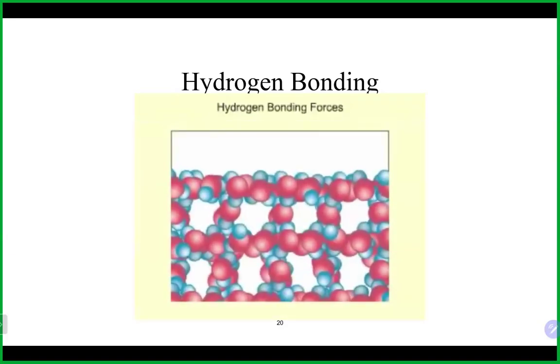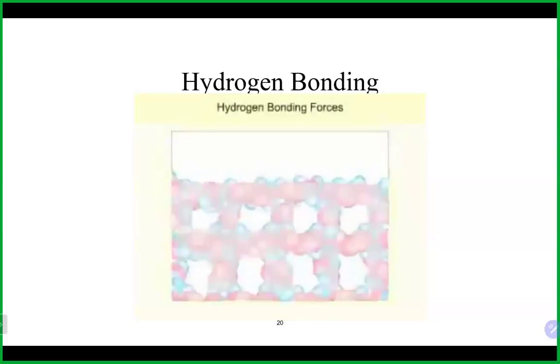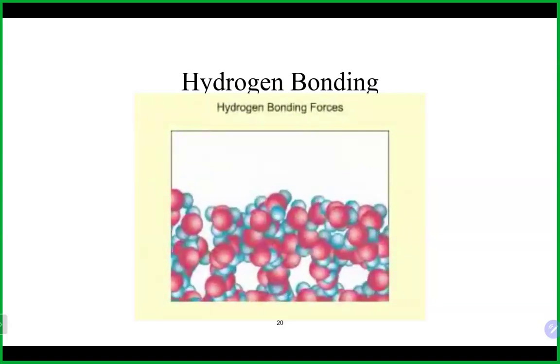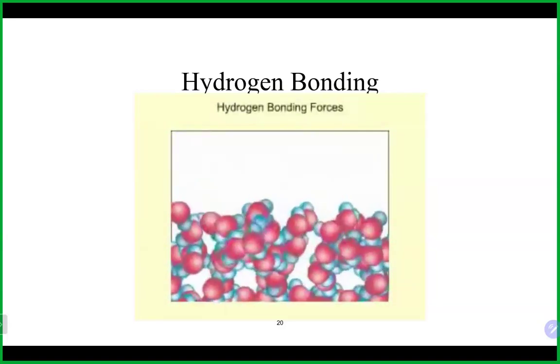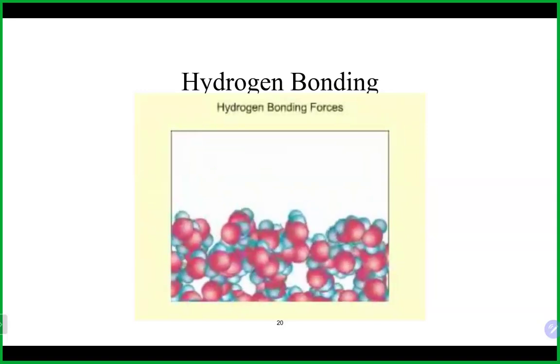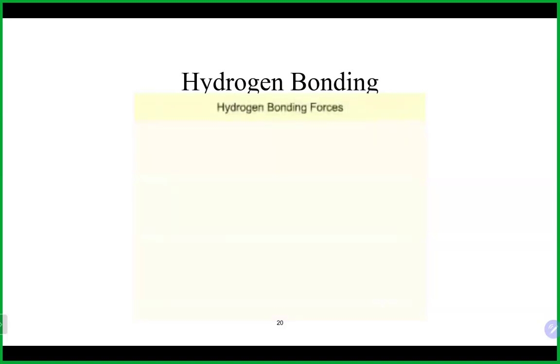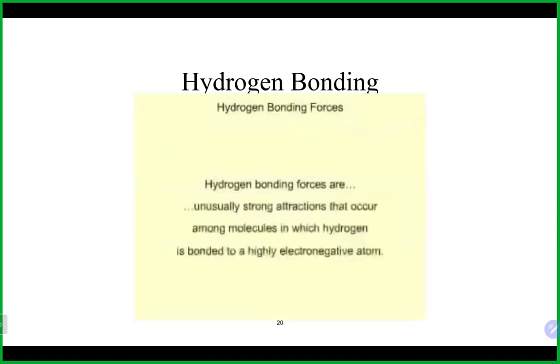In ice, hydrogen bonds form. So you can see all the big openings in ice. Water molecules arrange around one another, forming 6-membered rings that leave open channels through the ice structure. In liquid water, the tetrahedral arrangement is not fixed because the molecules are able to move around, and on average, a water molecule is surrounded by 3.4 other water molecules. Hydrogen bonding forces are unusually strong attractions that occur among molecules in which hydrogen is bonded to a highly electronegative atom.